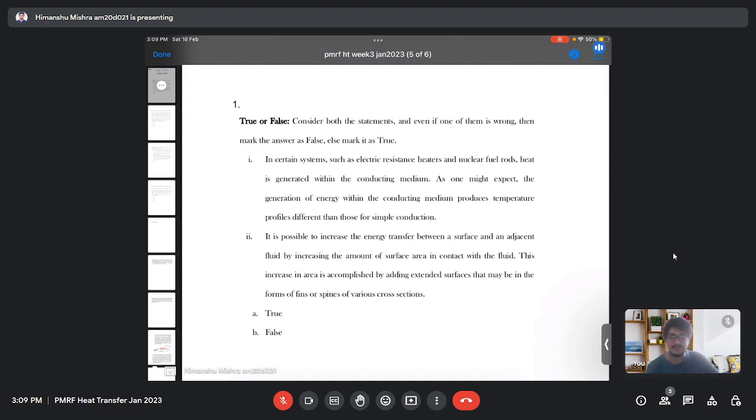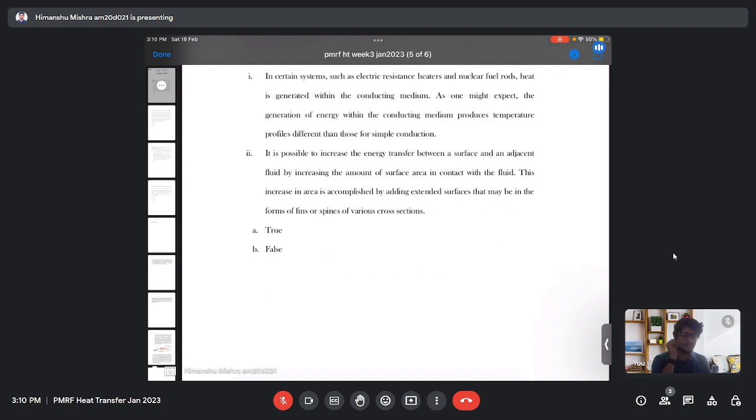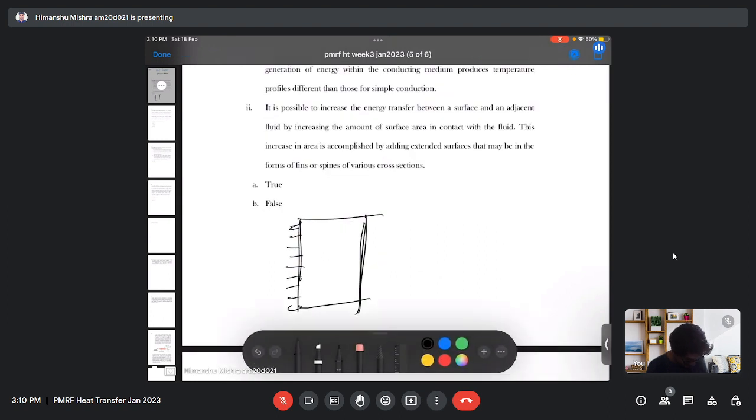So the first statement says that if there is heat generation within the body, then the temperature profile will be different when compared to the case when there is no heat generation. That is true. This is linked with a question from the previous class, so let me extend this statement into that problem. In the last class, we saw the situation where one wall is insulated and there is heat generation within the plane slab, and the temperature variation of the slab looked like this.